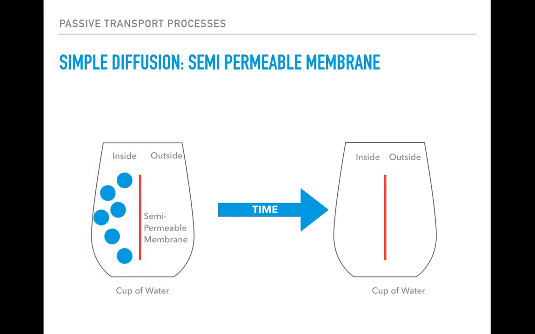Over time, without the use of any energy required from the body, some of the sugar molecules will diffuse through the membrane towards the side in which the concentration was low or non-existent, which is the outside. Over time, what we'll see is an even distribution of the sugar molecules on both the inside and outside of the cell.